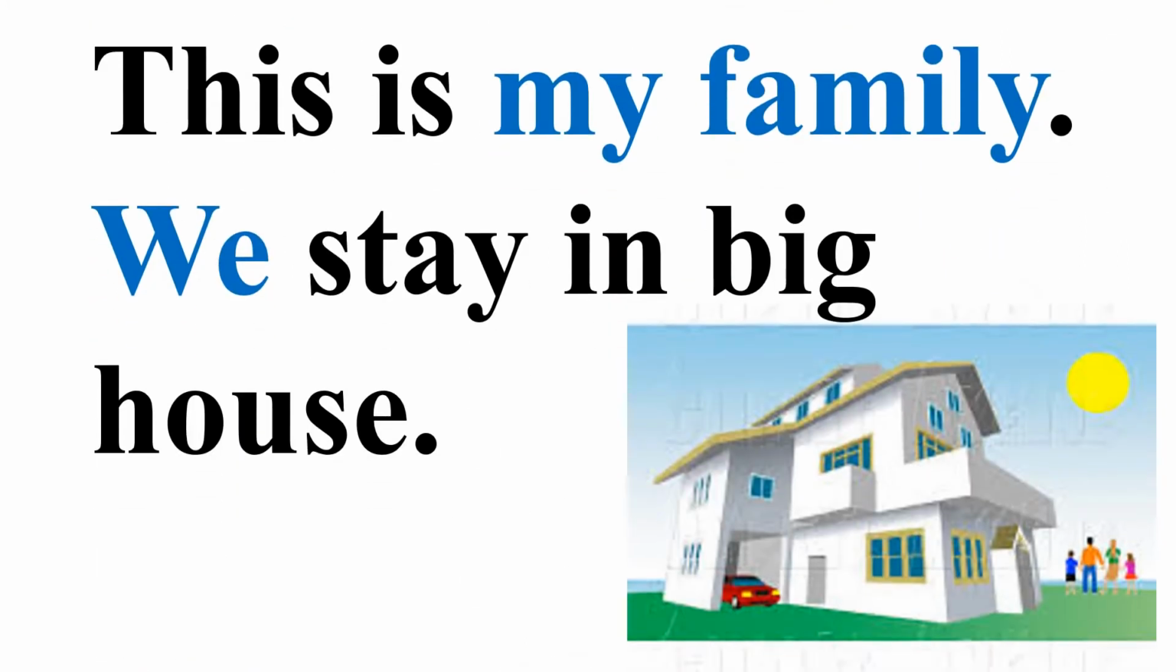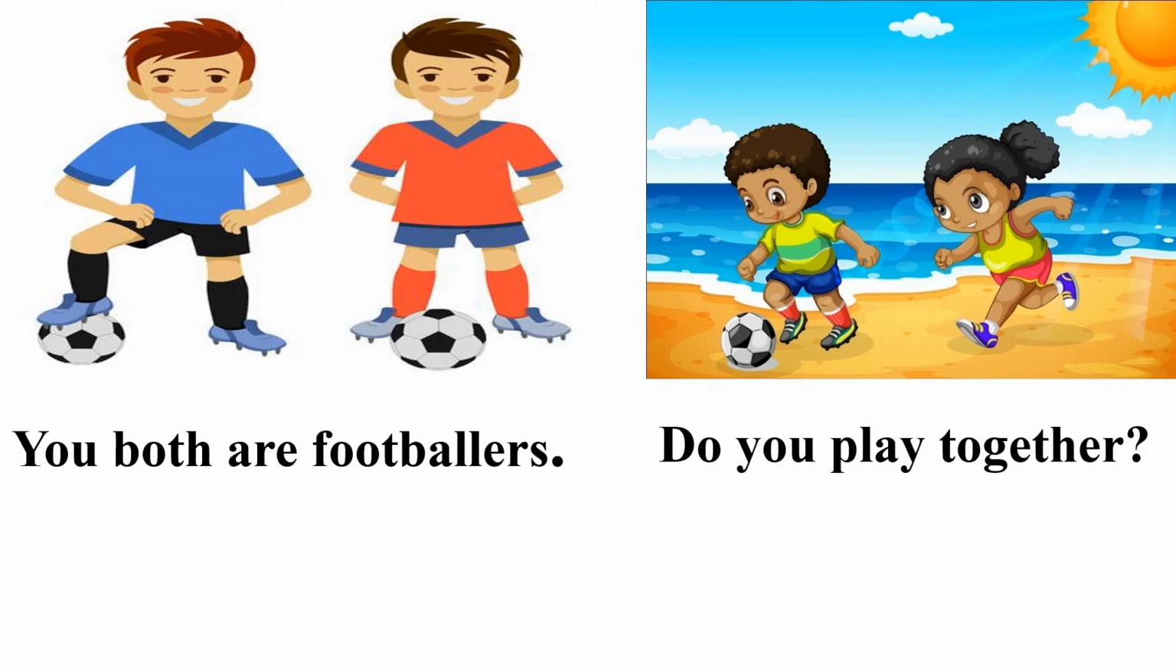Next is: This is my family. We stay in a big house. So here we is plural, and this is also known as a pronoun. You both are footballers. Do you play together? The word you is also a pronoun. Here we use you for the person in front of us. The pronoun you is used when we are talking to someone in front of us.